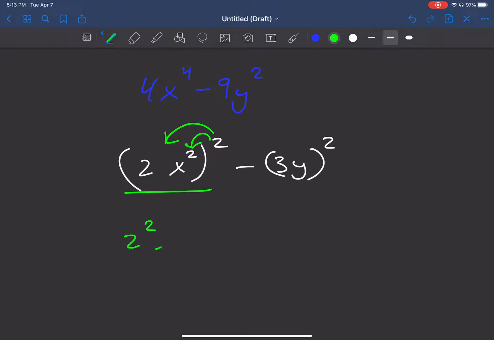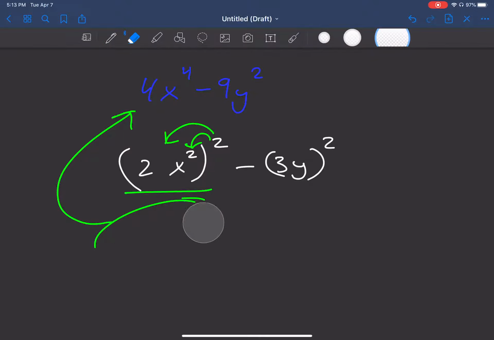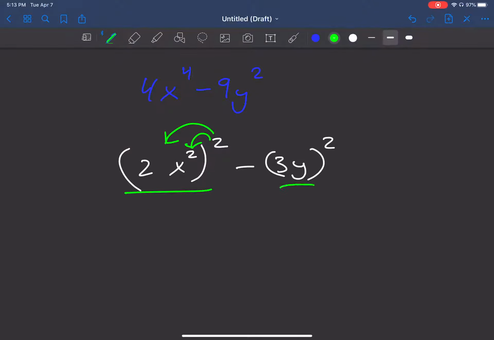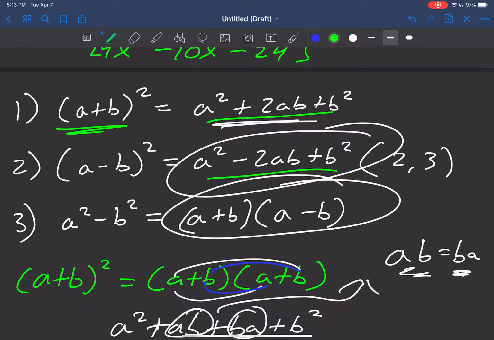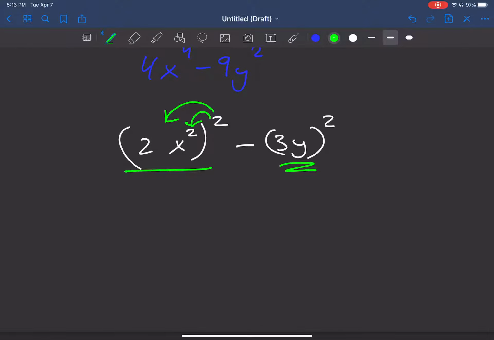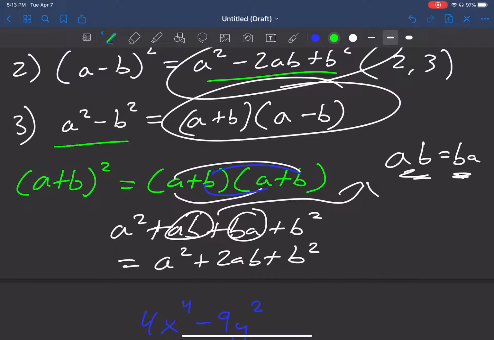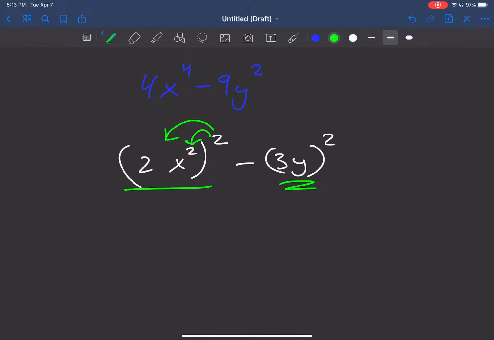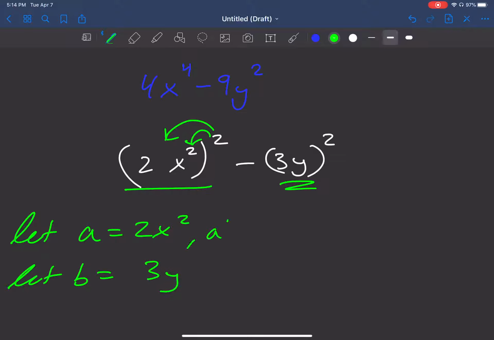We do 2 squared x to the 4. Well, 2 squared is just 4, so it's just 4x to the 4. So we know we can pull that 2 out, and similarly, we can pull that 2 out here on the right side. But this is good, because this looks like something we have up here. What does this look like? This looks like a squared minus b squared. If you let a equal 2x squared, and you let b equal 3y, then a squared is what? 4x squared. Sorry, 4x to the 4.